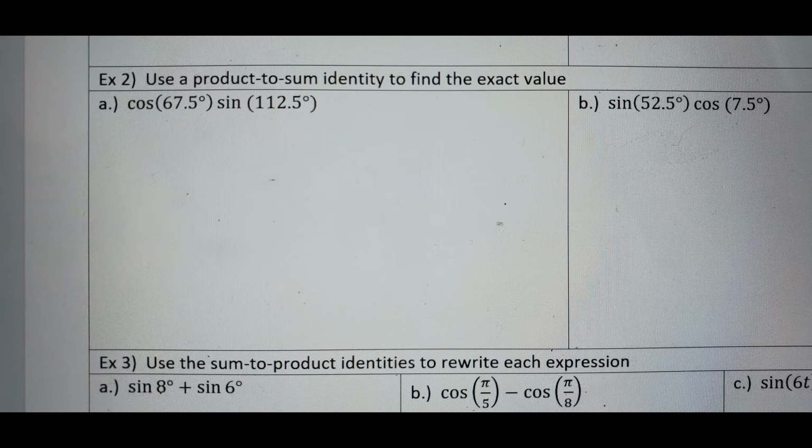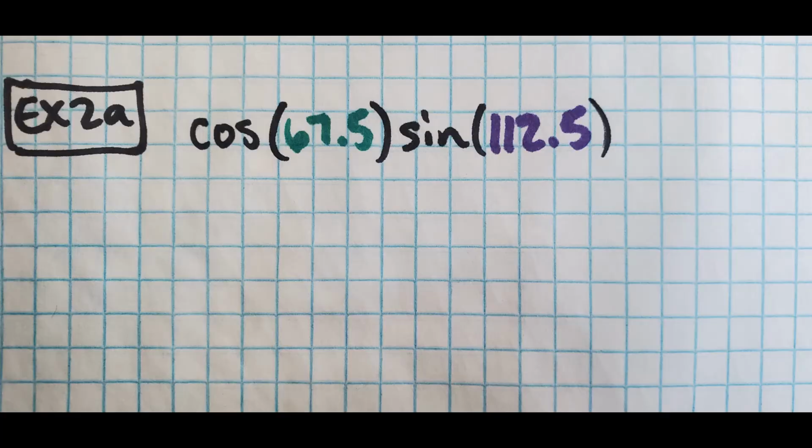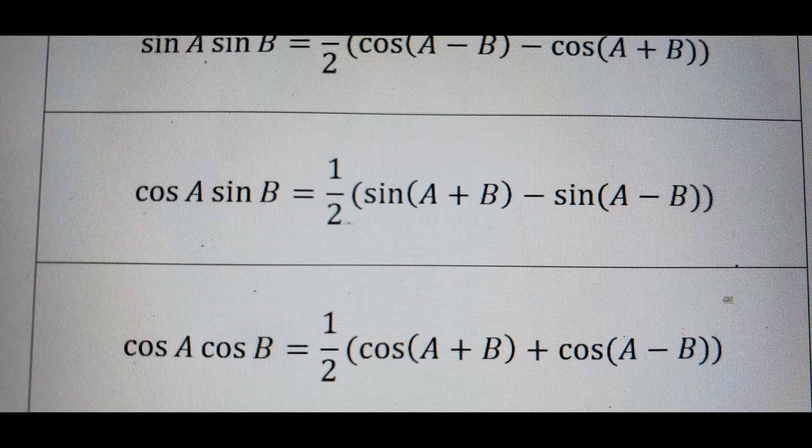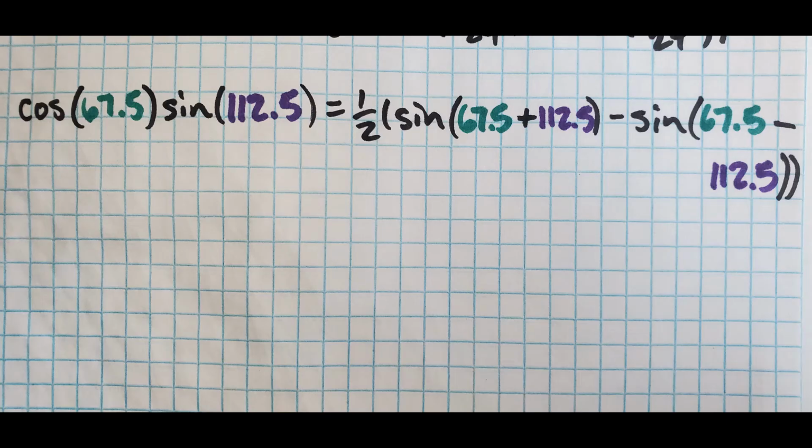All right, so let's look at example 2. These ones are going to work out to things that are going to be on the unit circle, but the beginning of them is exactly what we were just doing, okay? So we have cosine times sine, so we're going to go onto our sheet, find cosine times sine. The A and B in this case are going to be 67.5 and 112.5. So plug all that stuff in, you end up with this. I ran out of room on mine, so that's why I had to go down to the second line.